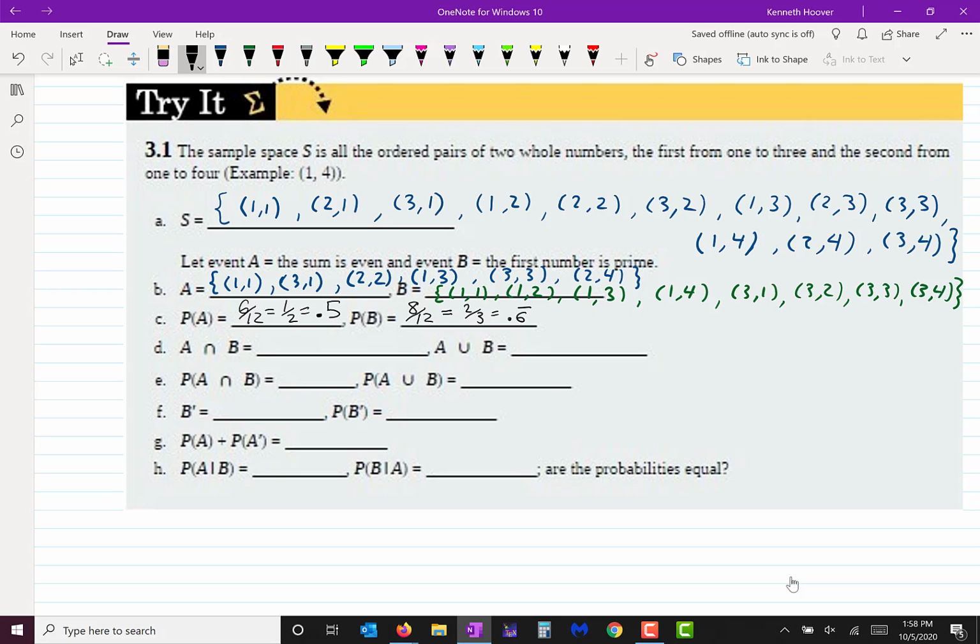It says, what's the probability of A union B? Okay, well, maybe we should write out, oh, sorry, that's not union. What am I talking about? That's intersection. Okay, so maybe we should write out A intersection B. Okay, let's do that in red.